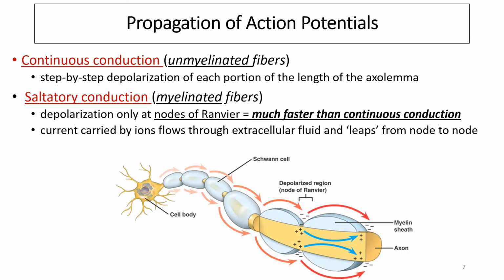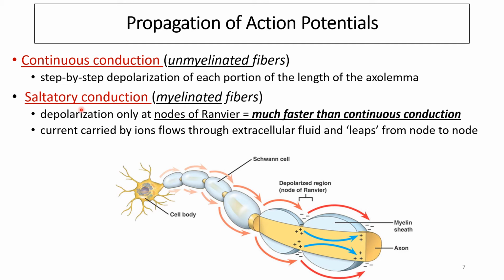Once an action potential is created, it needs to be propagated or transmitted down the length of the axon. There's two ways that this happens. In unmyelinated axons, remember in the body we have myelinated and unmyelinated axons. So in unmyelinated fibers, that action potential will be conducted in a manner known as continuous conduction. So every step of the way down the length of the axon, you have to recreate that action potential. In saltatory conduction, this is what we see with myelinated fibers.